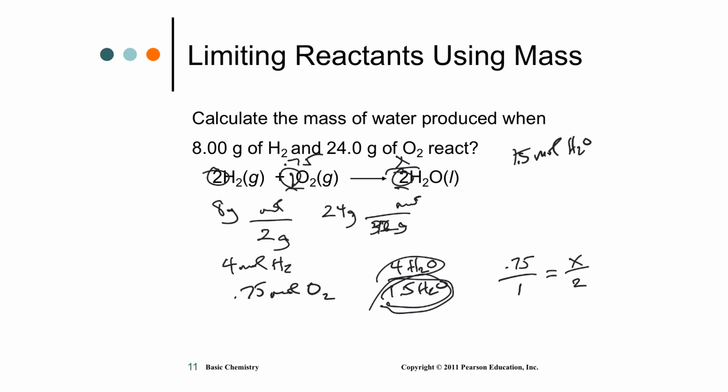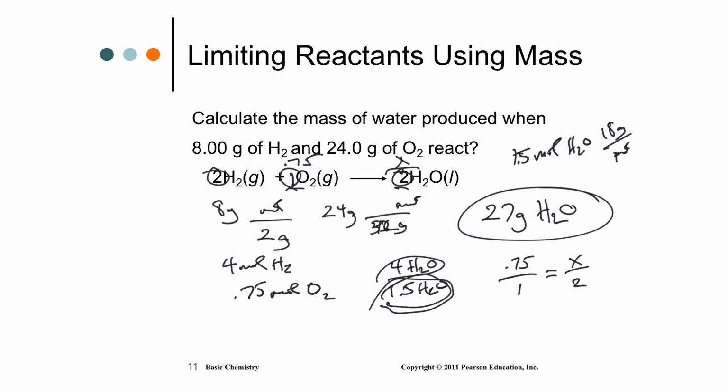Well, this is asking for grams. It's 18 grams for 1 mole. Okay, so 18 times 1.5 is going to be 27. So it's 27 grams of water is all that I can make because I had to take the smaller of the amounts.